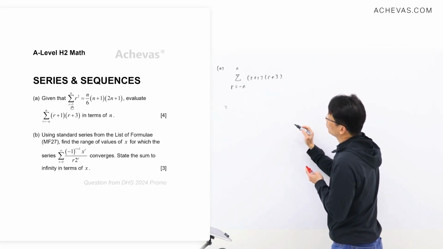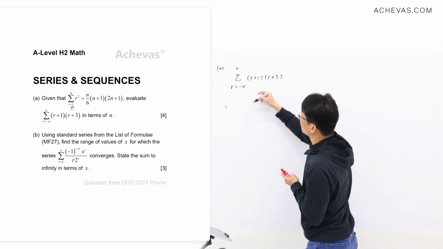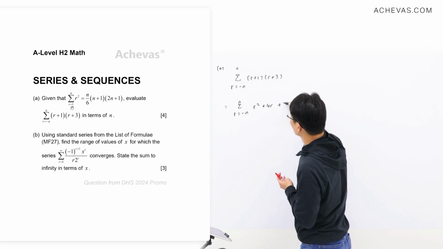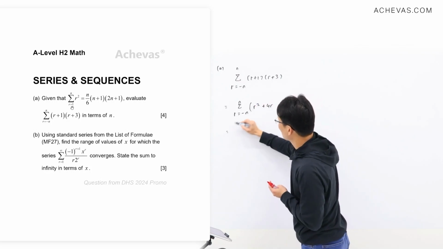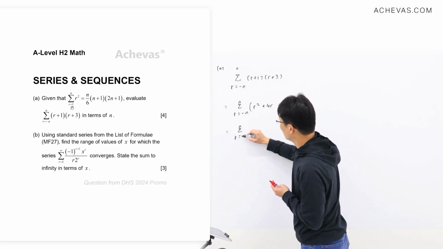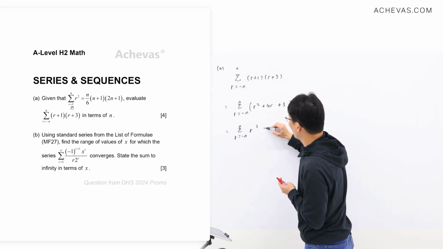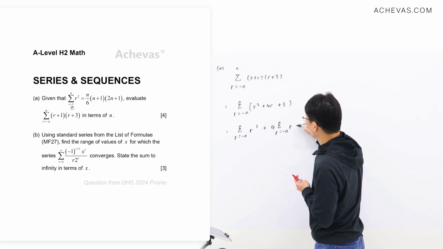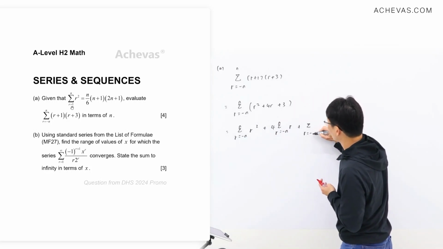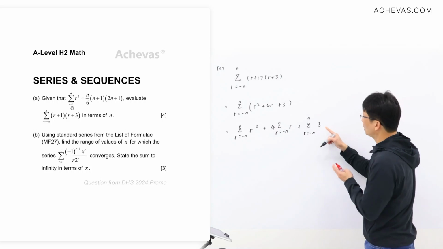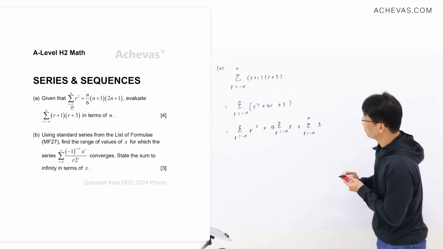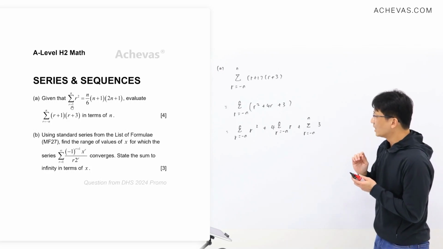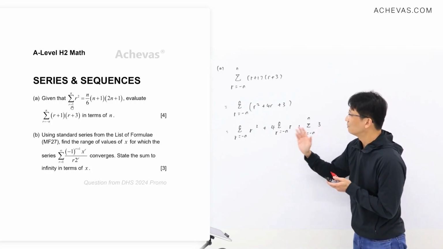My first approach will be doing an expansion for this first. I will end up with r squared plus 4r plus 3. I will just split up the summation. I'll get this summation of r squared. 4 is a constant, I can just factorize out. And finally, we will have summation of 3. Although this 3 we can just factorize out, I think it's okay just to leave it in this format here. Now let's try to analyze this expression term by term.